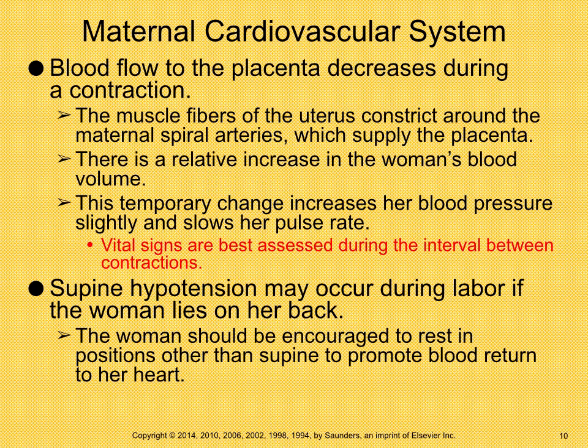Supine hypotension may occur during labor if the woman lies on her back completely, and that is because of the uterus itself kind of occluding the superior vena cava and putting the pressure on those major vessels there. The woman should be encouraged to rest in positions other than supine to promote blood return to the heart. Women can even feel a little lightheaded or dizzy if they are flat on their back.